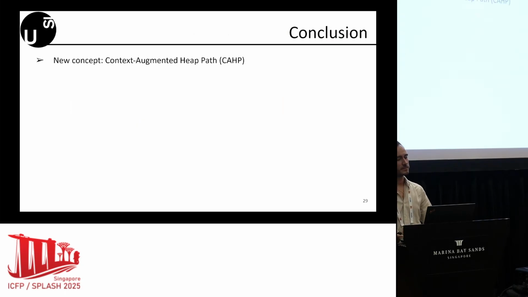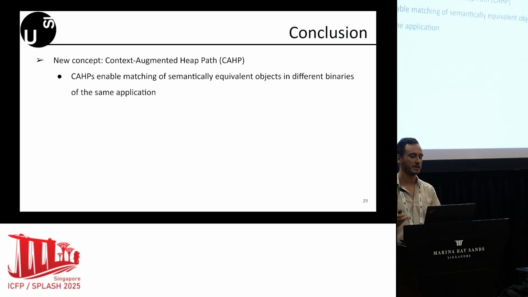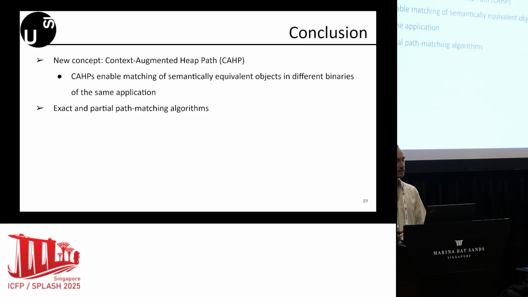To conclude, we propose the new concept of context-augmented heap-path that we use to match semantically equivalent objects in different binaries of the same application. In particular, we use an exact matching and a partial path matching that we propose. You can find the details in the paper that we have not presented here due to time.